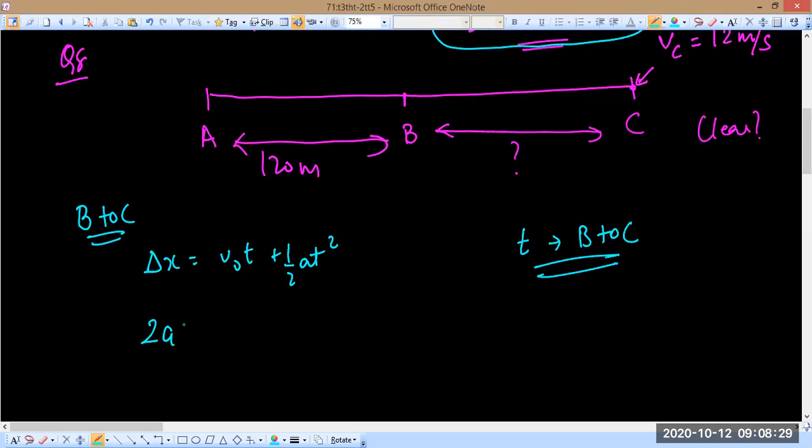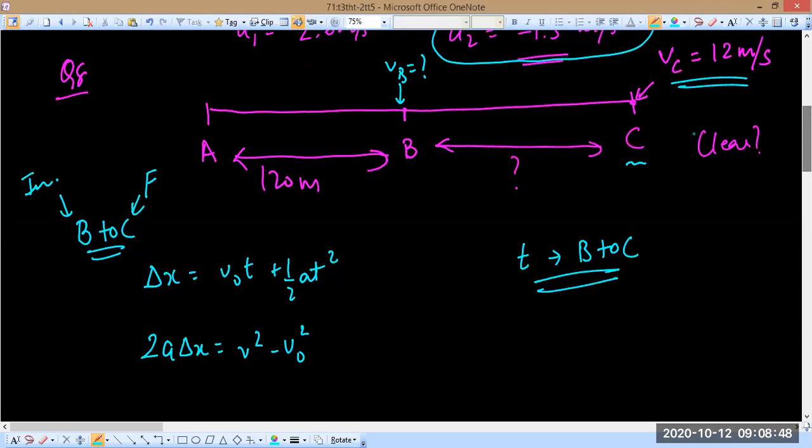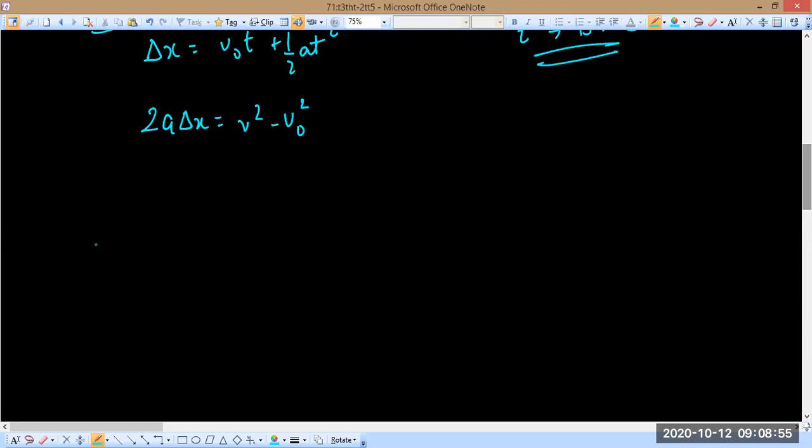Then you can try the other one, 2a delta x equal to v square minus v0 square. Here also there is a problem. We know the final velocity. See, we are doing B to C, so B is initial and C is final. So we know the final velocity, but we don't know the velocity here, right? But we can find that by doing the calculation of the first part. So that is my hint. Use the first part to find the velocity at B.